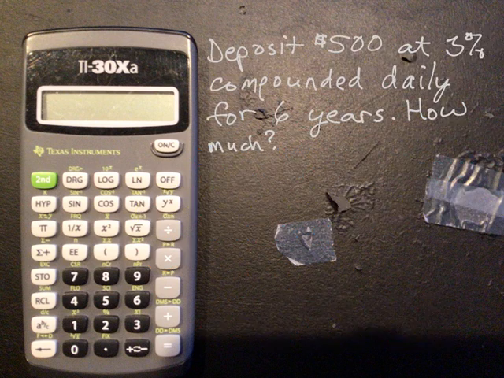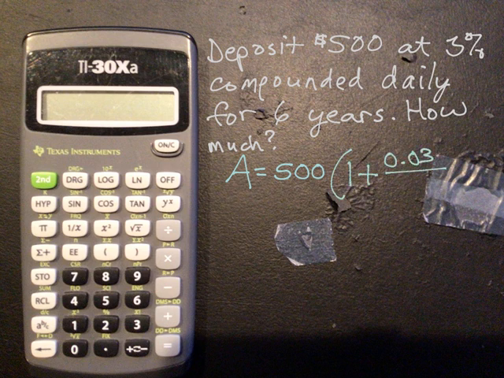You deposit $500 at 3% compounded daily for 6 years. How much do you have? Okay, first things first, let's write our formula. A equals principal times 1 plus 0.03, there's my rate, divided by 365, because this is daily, and then raised to the 365 times 6. Once you have your formula written out, now we can do our steps.